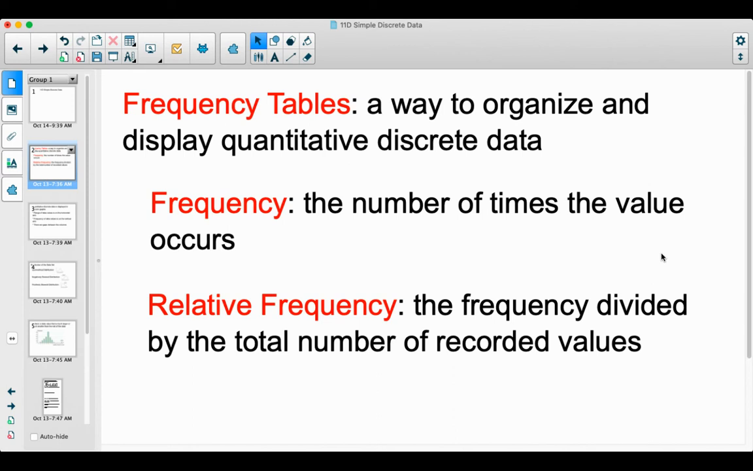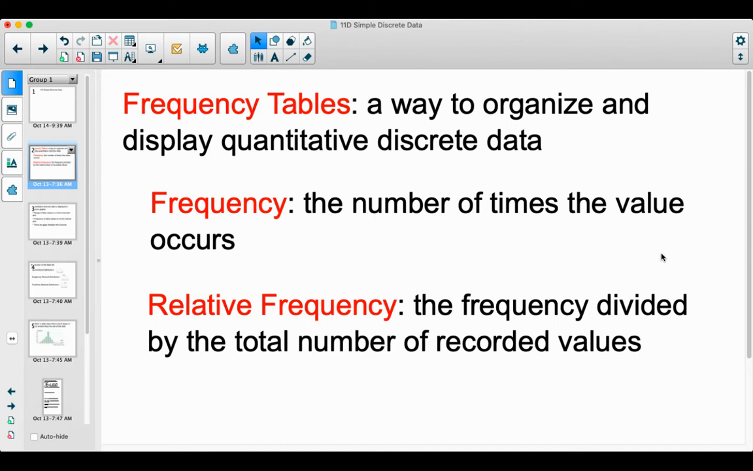So we're going to look at 11D today, and this first video is going to be just your definitions of all of the terms. So a frequency table is a way to organize and display quantitative discrete data. So quantitative meaning numbers, discrete meaning it is very concrete, like one, two, three. It's not a range. It's not a measurement essentially.